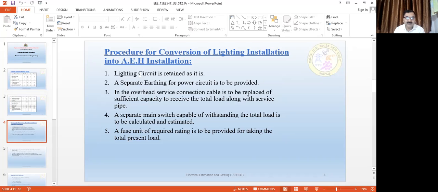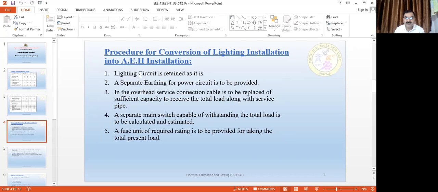So let us see, there are some points to be followed to convert lighting installation into AH installation. Point number one, lighting circuit is retained as it is. So we have already lighting circuit, so that should be retained as it is. Second point, a separate earthing for power circuit is to be provided. Again, we need a separate heating circuit. So for that, it is required to have separate earthing.